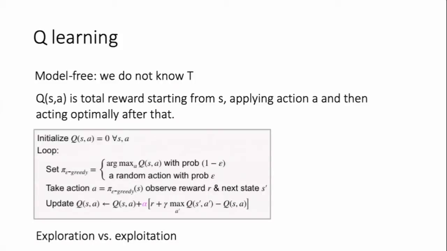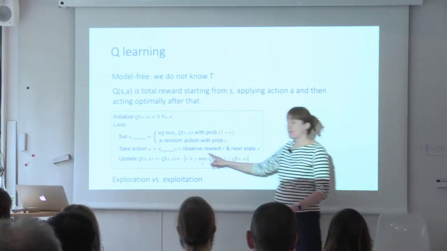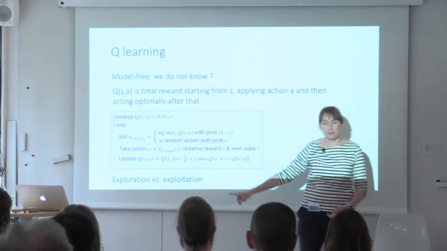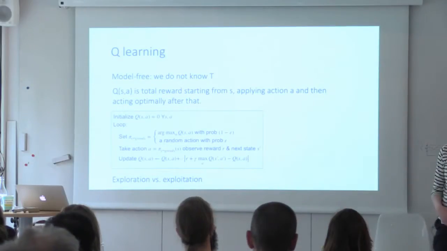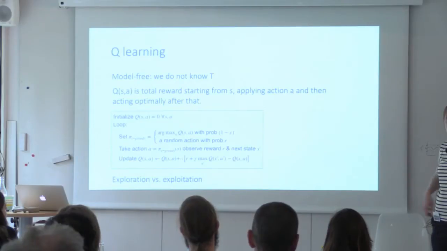And then you take your action. You observe what's your reward, and you need to update the Q value telling how good that action was in that particular state. And what comes in that Q value is the Q value that you had there before, plus some kind of update weighted by alpha. And alpha is called learning rate. And the choice of learning rate turns out to be quite important.